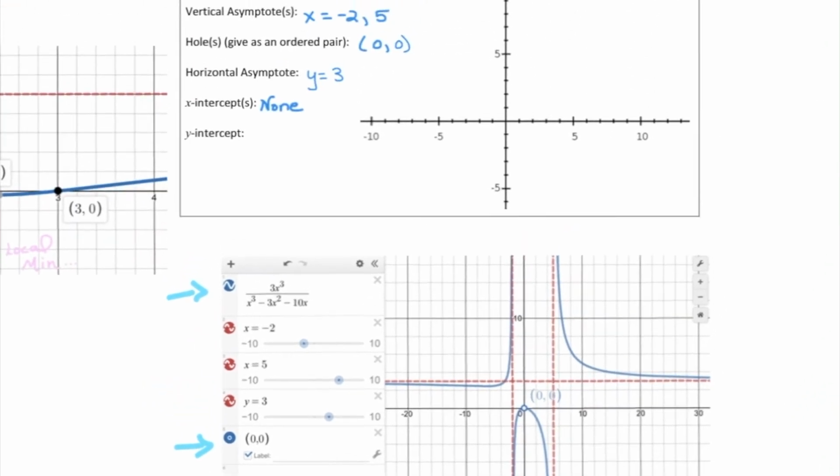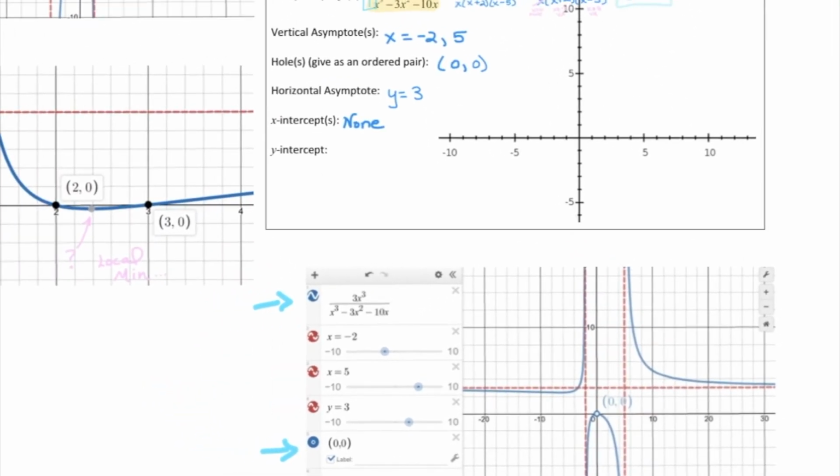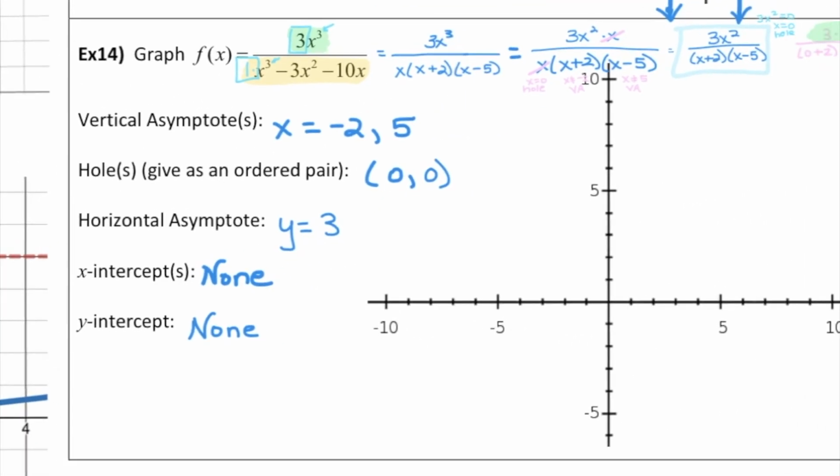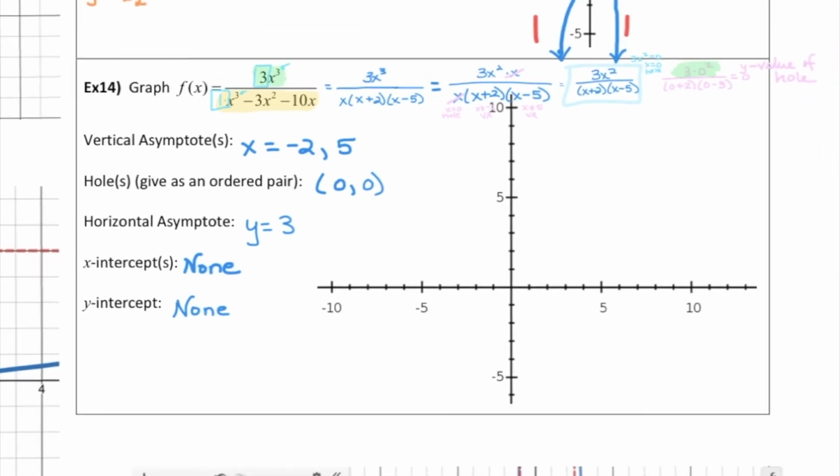The other thing I want you to see is that that's the only place that the graph, remember it's a function, so it has to pass the vertical line test, but that's the only place that the graph looks like it comes near the y-axis, so there's also no y-intercept. So no y-intercept. So take a look at the algebra, make sure that all of that makes sense to you before we start graphing.